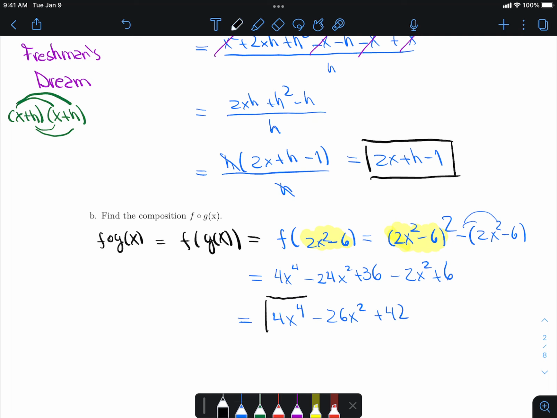Always remember to box your answers. Double check my math always, because there's always a chance that I made some mistake with the arithmetic, just the algebra in general. But the ideas are what matter here.